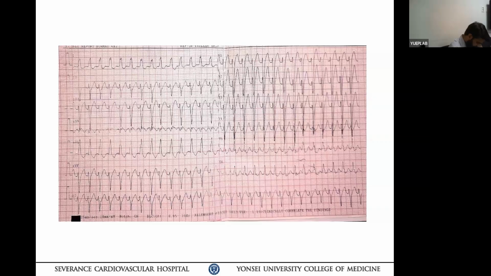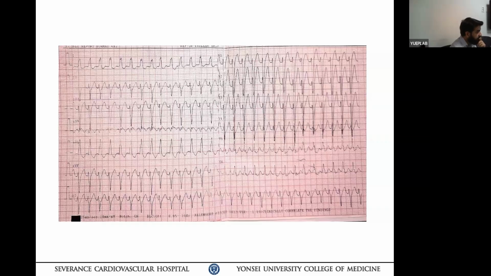In the precordial leads, it is an LBBB pattern, and in the inferior leads it is negative, so maybe it is coming from the right inferior side. And I thought it is VT number one, and we should differentiate.